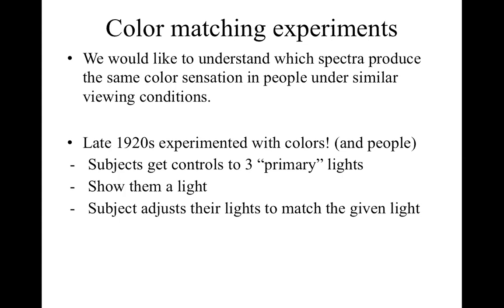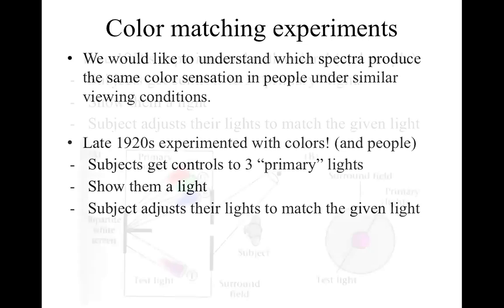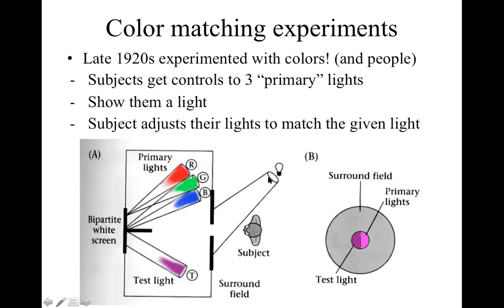There was a light projected on half of a wall with a test light, and they had to combine the intensity of each of the primary lights in order to obtain the given light. So here is the setup. You have the subject, who is given a test light, and he has the primary lights at his disposal, red, green, and blue, and he has to adjust the intensity of these 3 primary colors such that it will match the testing light.